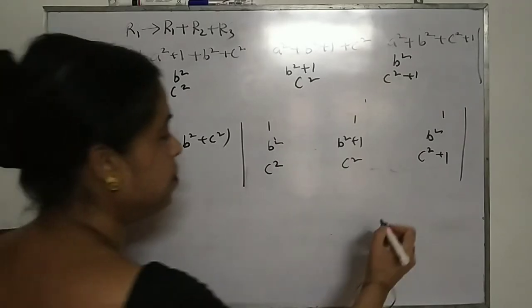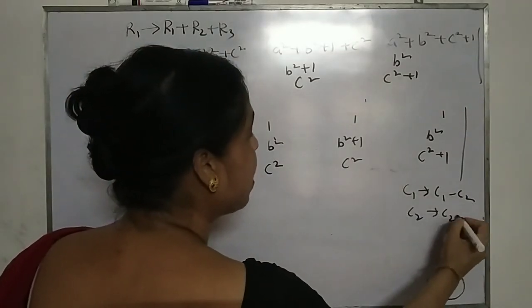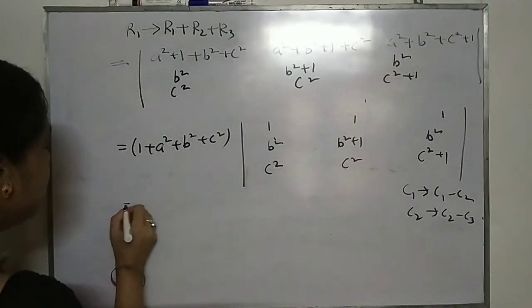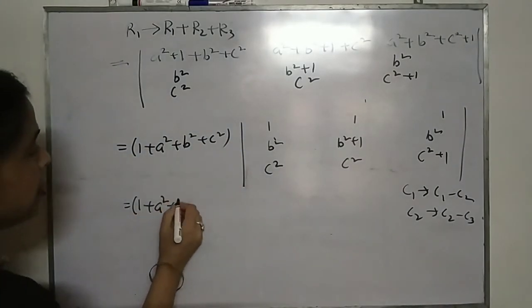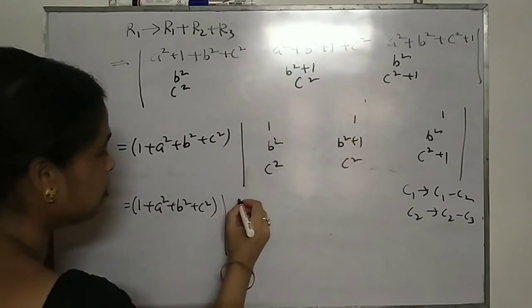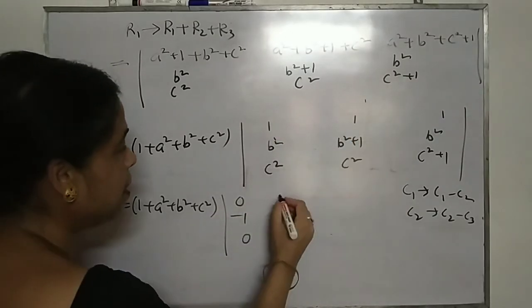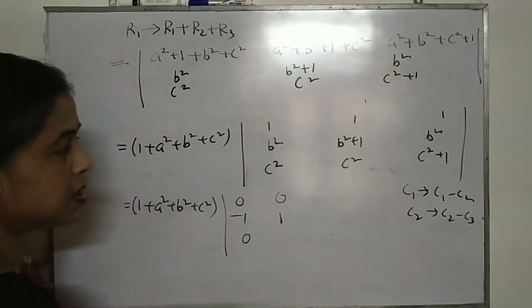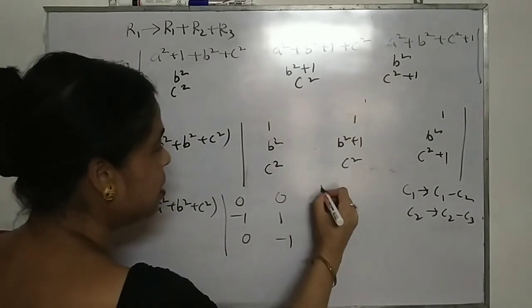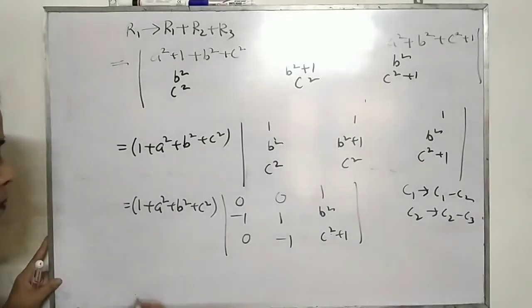No, simply replacing R1 will not help you because the similarity is in the row. So subtract columns. I am subtracting column 1 minus column 2. Column 2 is also replaced by column 2 minus column 3. So what we have? 1 plus A square plus B square plus C square. This subtraction will give you 0 minus 1. This is again 0. Subtraction will give you 0. B square cancels out. Here C square cancels out. Keep this as it is. Hope you understand this type of questions now.